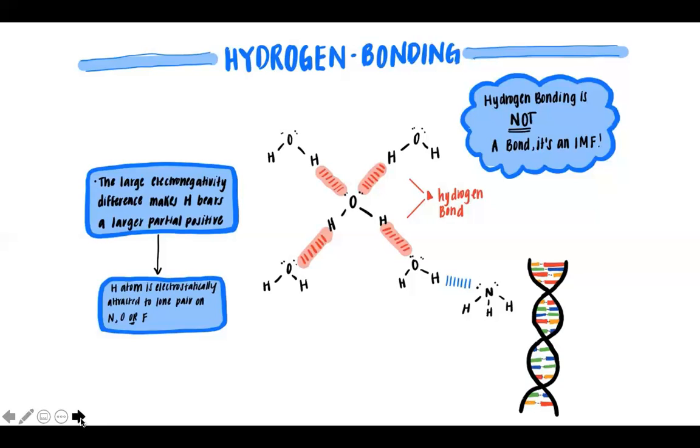Now, this is just a glimpse into the three IMFs. They are very important to biology because they allow molecules to interact with one another. Proteins can fold specifically because of all these IMFs. Your DNA strands can stay structurally intact, and they are in charge of many more things. I hope this helps. Thank you.